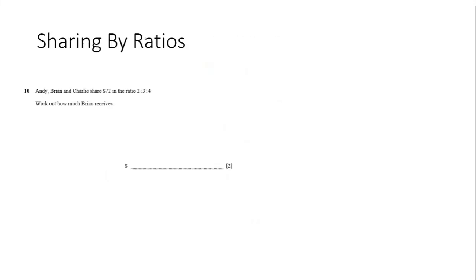Next question. Sharing by ratios. Now this doesn't surprise me because we haven't really done too much of ratios just yet, so let's go through this now. Hopefully you'll understand it, and we will try to get through some more ratio practice later. Right, so Andy, Brian, and Charlie have to share $72 in this ratio. How much does Brian receive? Now first of all, we're not doing 72 divided by 3. Andy is getting 2 shares, Brian is getting 3 shares, and Charlie is getting 4 shares. So they're not sharing it evenly. They're sharing it out based on this proportion.